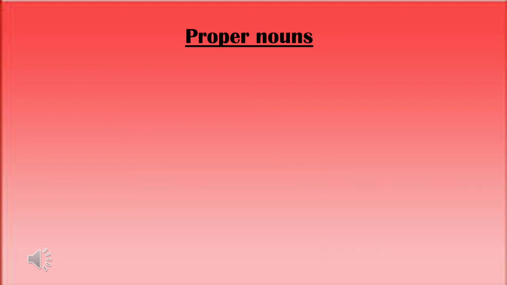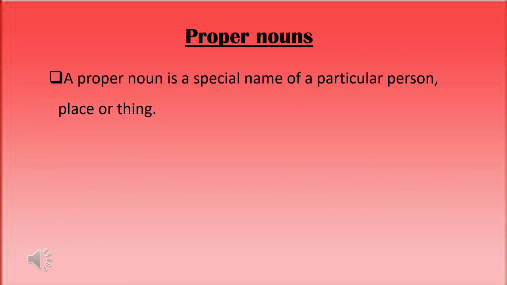At first I'm going to explain to you about proper nouns. Do you know what proper nouns are? I hope you have learned about proper nouns in grade 4 also. A proper noun is a special name of a particular person, place, or thing. If it is a proper noun, we know that it is for a special person or a place or a thing.